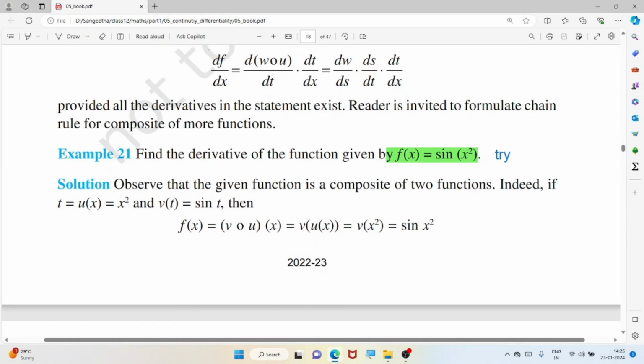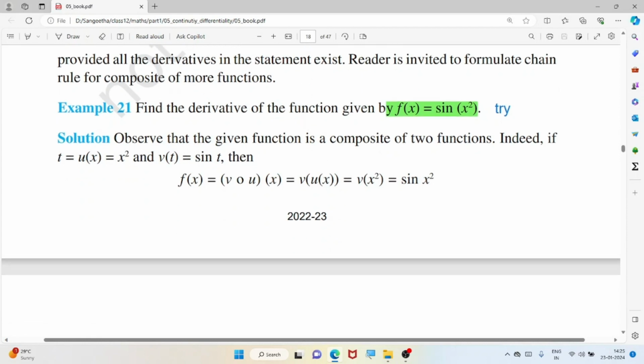So using the chain rule, you find the derivative of this function, which is indeed composed of two functions. One function is x square, the other function is sine. Now v of t equals sine t, where we put x square equal to t. Then use that rule.